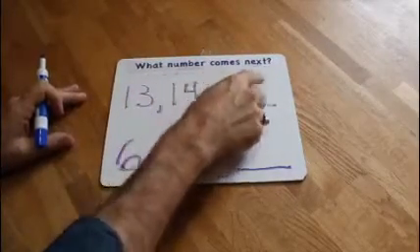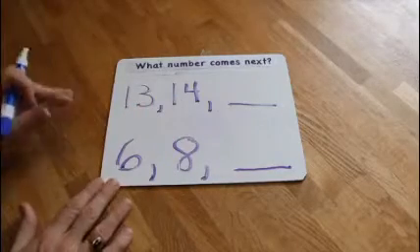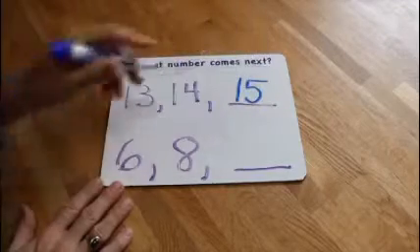What number comes next? 13, 14, 15. How do we write a 15? A 1 for the 10, a 5 for the ones, 15.